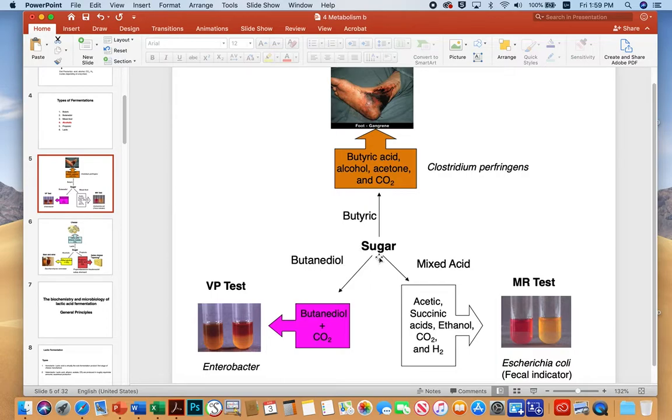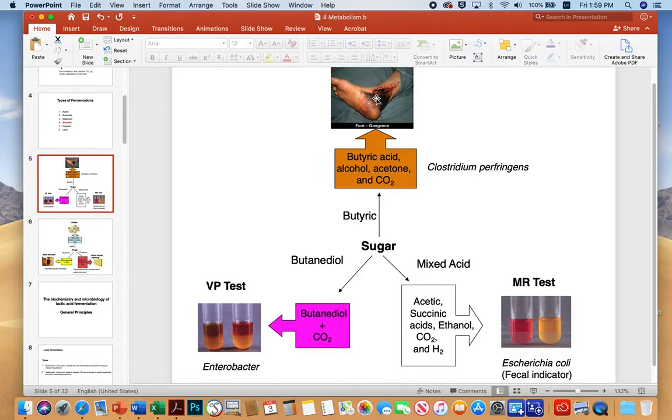So here's a central sugar, and then an organism undergoing butyric fermentation, like Clostridium perfringens, would produce these types of end products. Solvents like butyric acid, very bitter aroma, and alcohols and acetone, another solvent, and CO2. And so the type strain here, Clostridium perfringens, also causes gangrene.